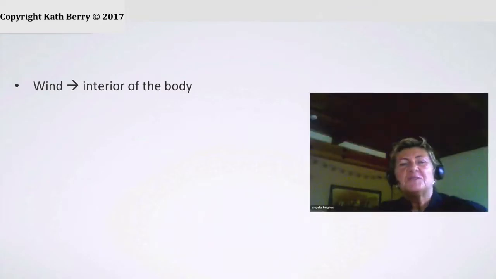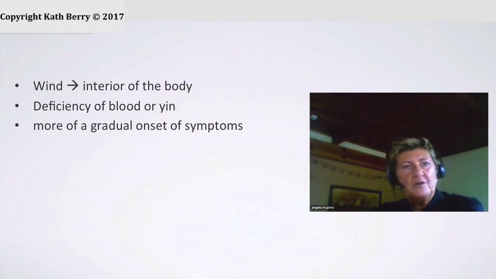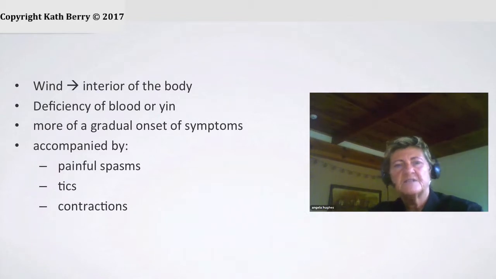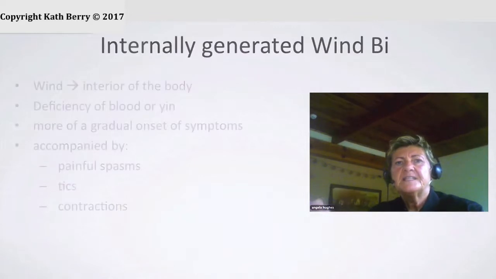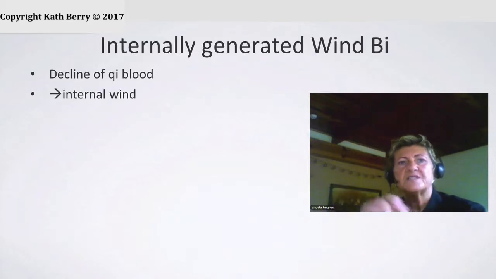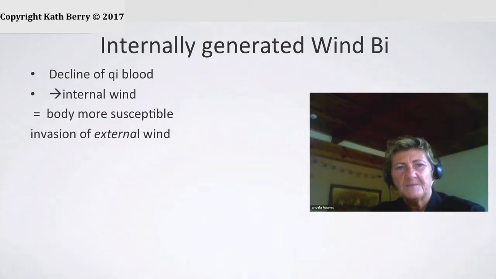Wind can also come from the interior of the body. It usually arises from a deficiency of blood or yin, and if it's internal wind, it's going to be more of a gradual onset of symptoms. It's usually accompanied by painful spasms, tics, or contractions. Think of something like Bell's palsy. So the body's decline of qi and blood and yin that leads to internal wind can make the body itself more susceptible to an invasion of external wind.